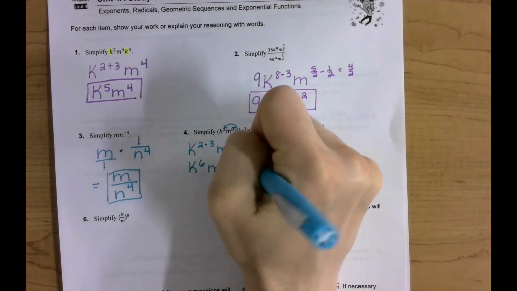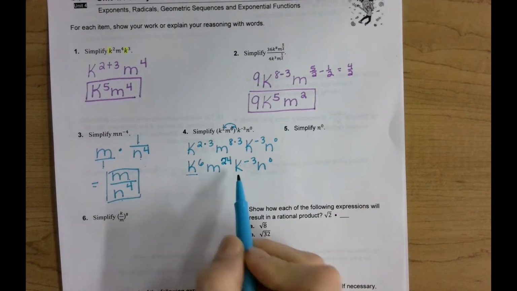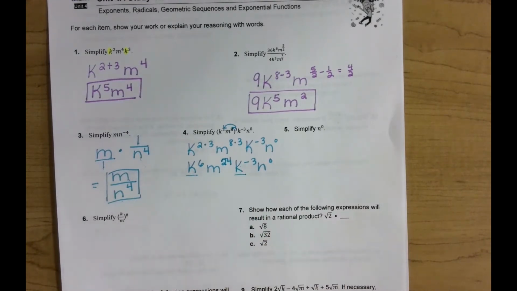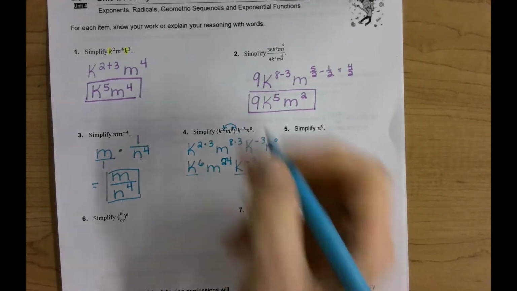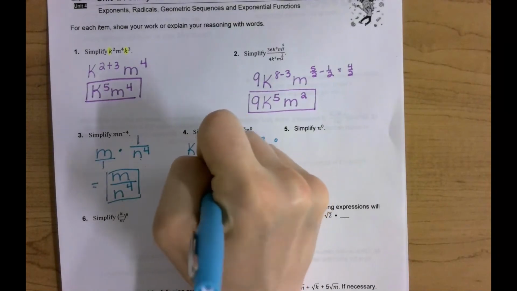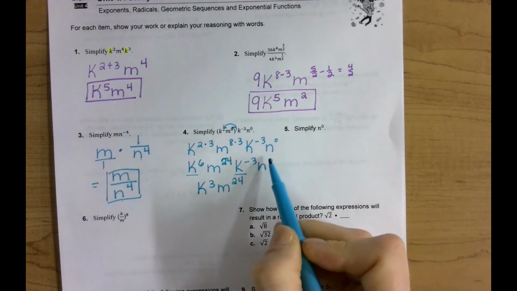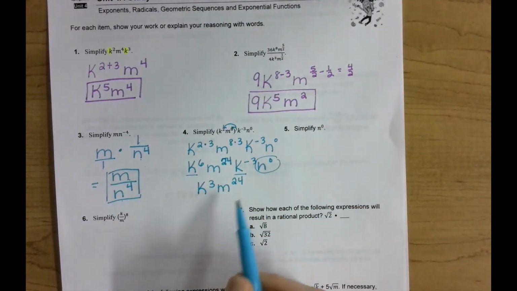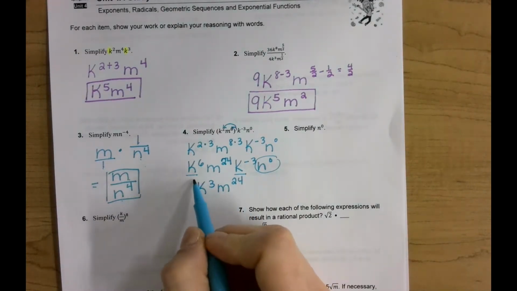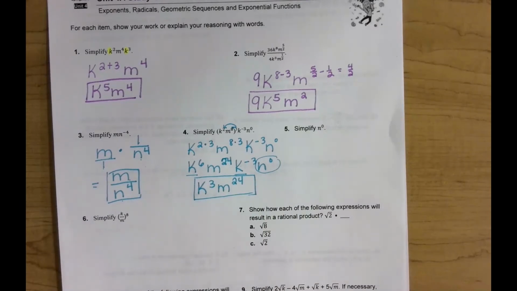And then we need to simplify this further. We have our same bases of k here. Now the rule is, I got rid of the parentheses, so now I just add the exponents. So 6 plus negative 3 is 3, k to the third power, times m to the 24th. n to the 0 equals 1. So I don't even need to write it, because if I just put a 1 on the end here, that keeps this the same. Anything multiplied by 1 is the same. So that's our answer.